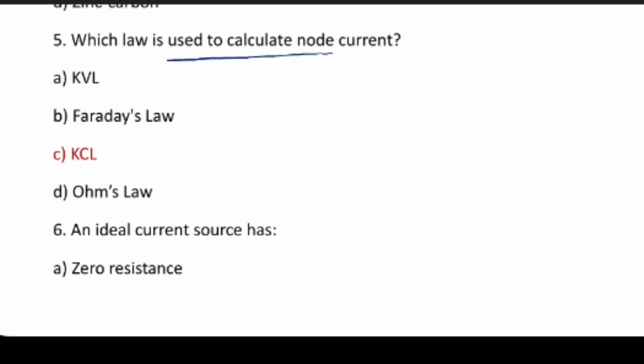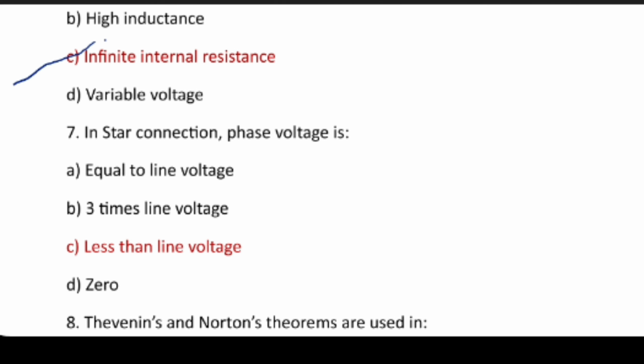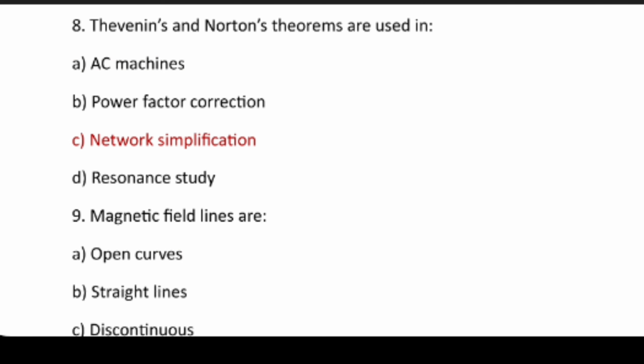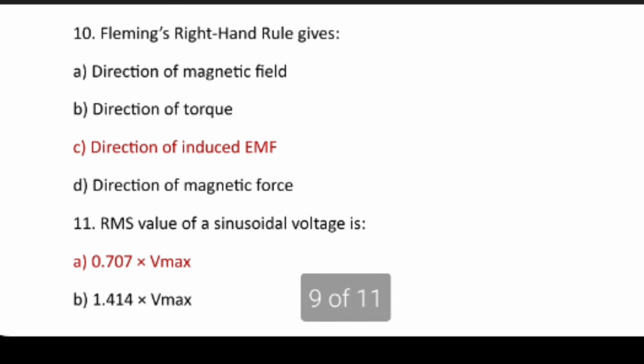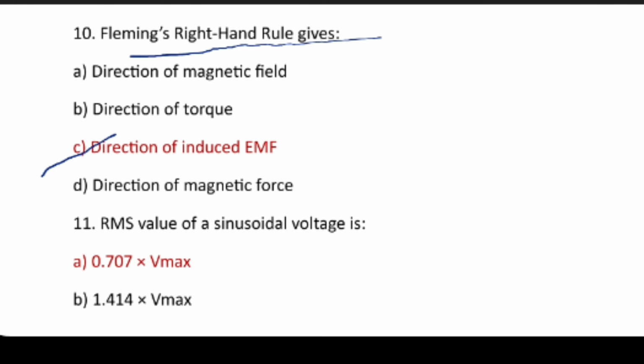Next, which law is used to calculate node current? That is KCL, Kirchhoff's current law. Next, an ideal current source has option C, infinite internal resistance. In a star connection, the phase voltage is always less than the line voltage, option C. Next, Thevenin's and Norton's theorems are used for option C, network simplification. The magnetic field lines are option D, closed loop lines. Next, Fleming's right hand rule gives option C, direction of induced EMF.